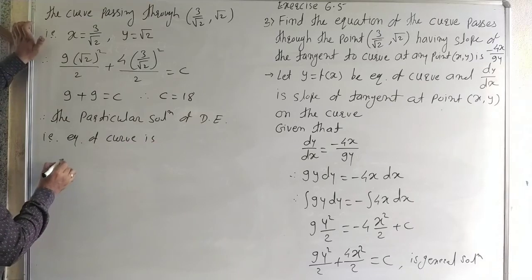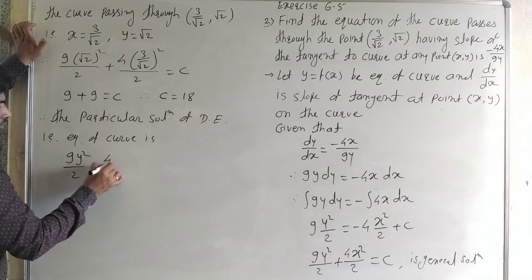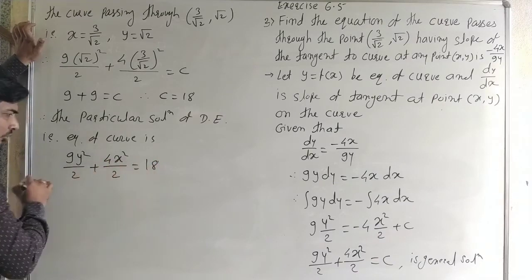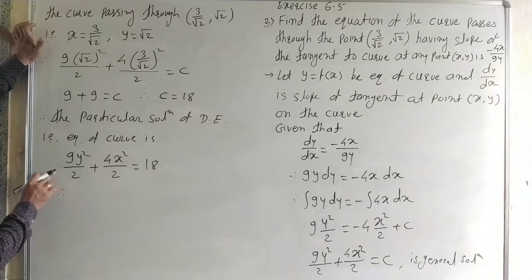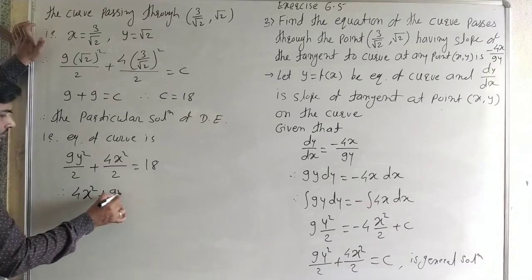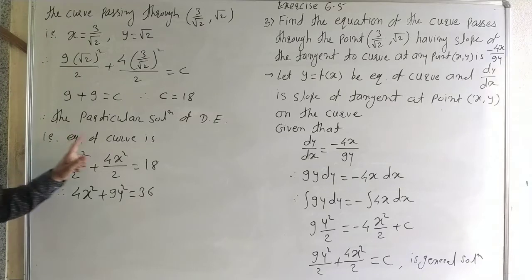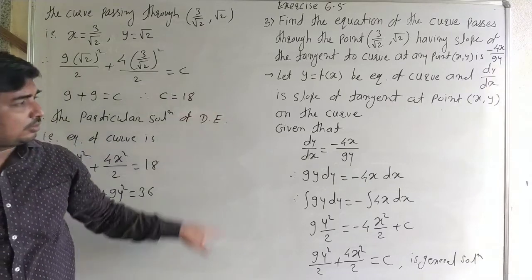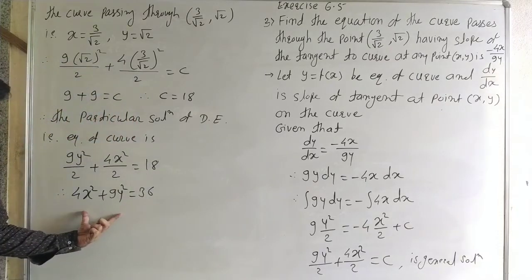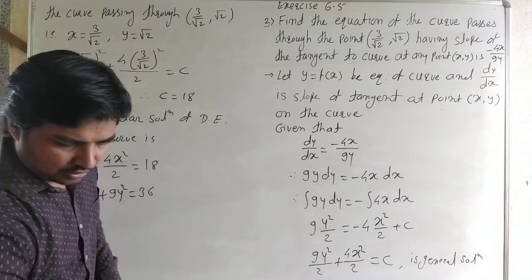is 9y square upon 2 plus 4x square upon 2 is equal to 18, throughout multiplying by 2. Therefore the 2 gets cancelled, then it is 4x square plus 9y square is equal to 36. It is the required equation of curve. See carefully this. Okay, it is a general solution and it is a particular solution, that means it is an equation of curve. Now we see the next example.